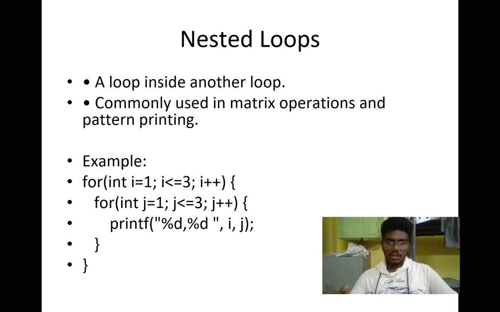Then you can use another loop: for (int j = 1; j <= 3; j++) { printf("%d %d", i, j); } and close the braces.